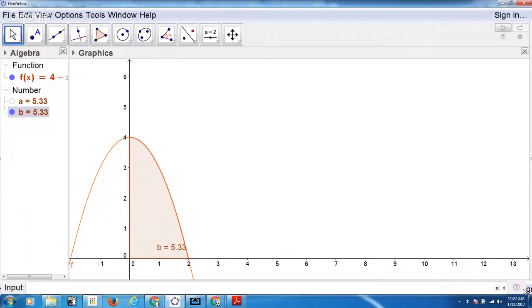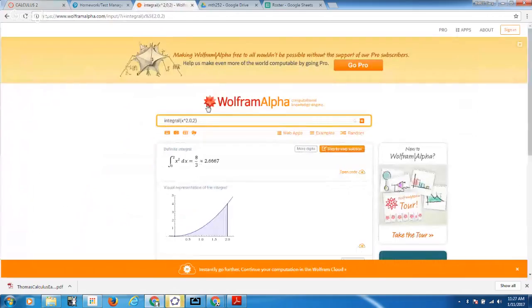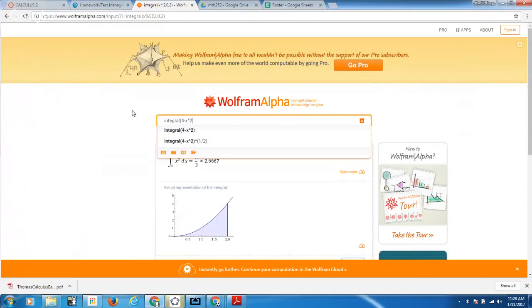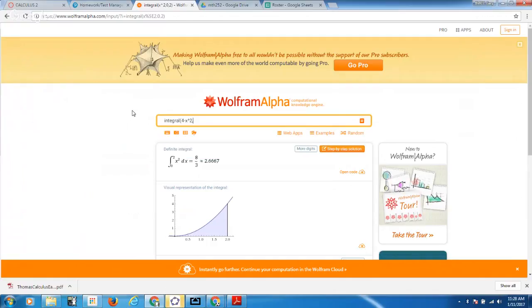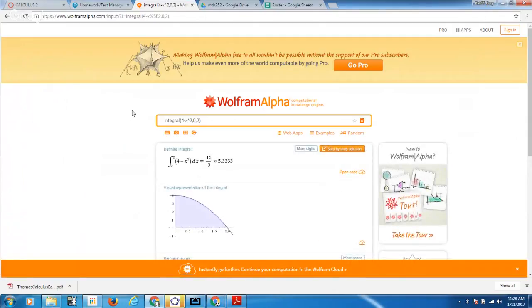I'm going to go to Wolfram Alpha as a backup on that. All right, so where's Wolfram Alpha? Here it is. Wolfram Alpha understands similar commands. So I can say, hey, give me the integral of the function 4 minus x squared as x goes from 0 to 2. And Wolfram Alpha is usually pretty good at graphing it, if I type it right, and coming up with an area. So it agrees with all the work that we did.